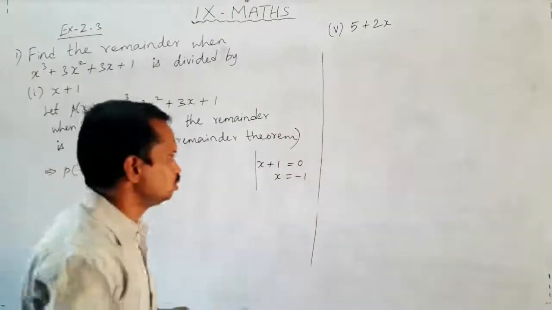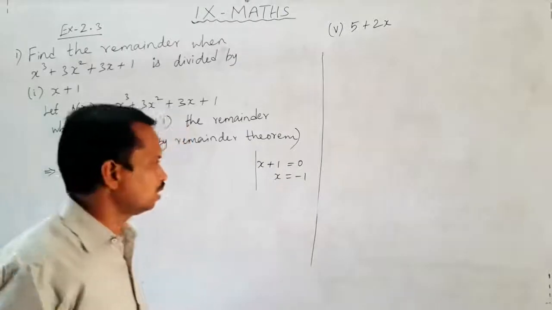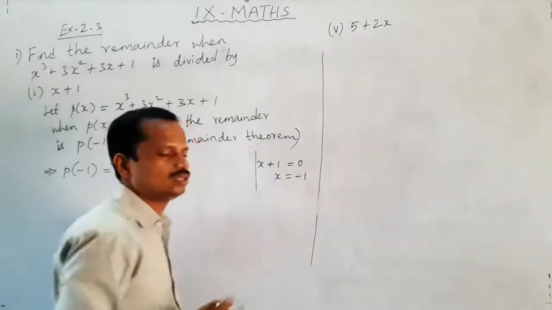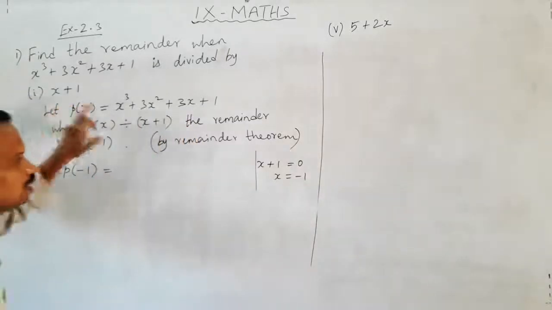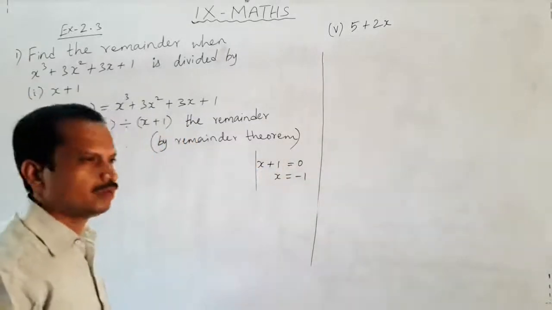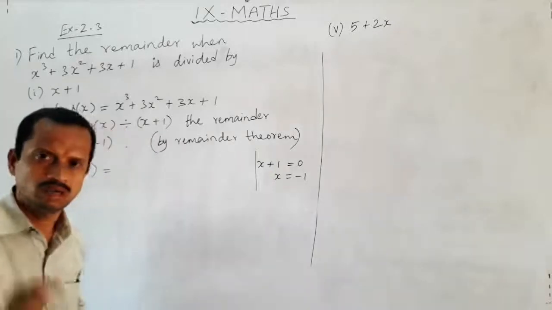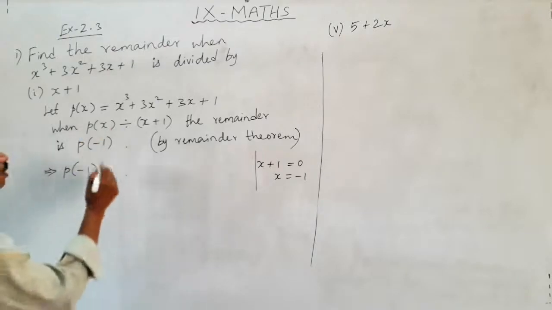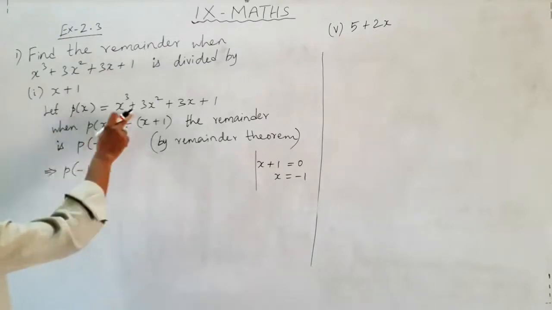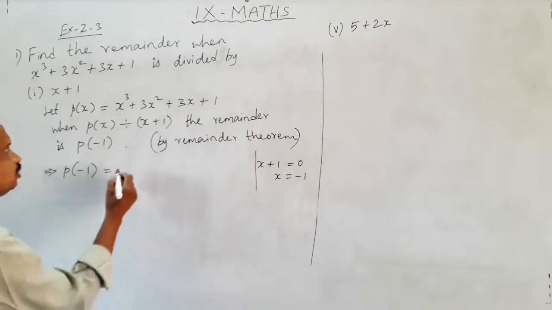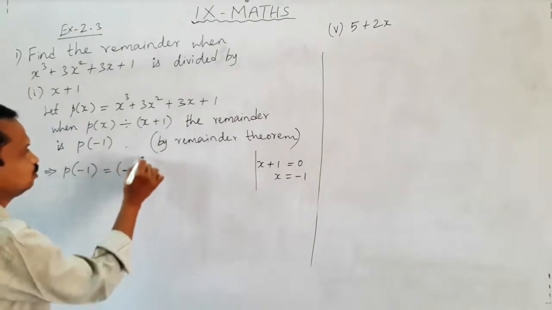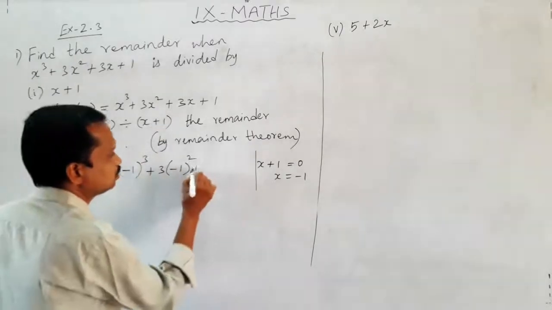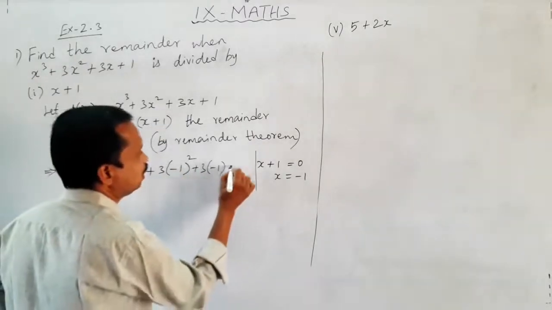So I am explaining you this, but in the other sums directly I will do it. X plus 1 equal to 0, then we get x equal to minus 1, and that is the zero of x plus 1. So here we have to substitute minus 1 for x, and for every x the same minus 1 we have to substitute. Minus 1 whole cube plus 3 into minus 1 whole square plus 3 into minus 1 and then plus 1.